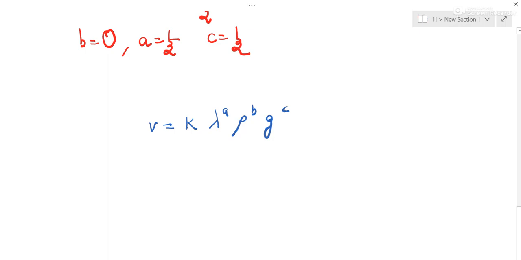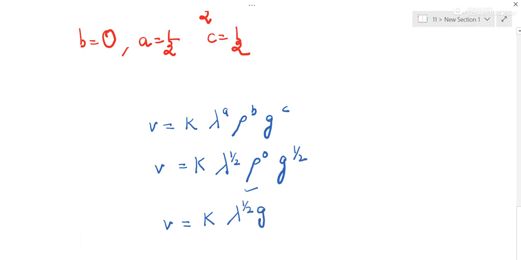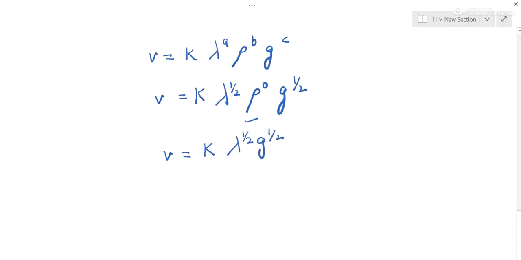Let us substitute. B is 0, A is half, so lambda to power half, rho to power 0 and G to power 1 by 2. Rho to power 0 is 1, anything raised to the power 0 is 1. So lambda to power half and G to the power half. So half is your square root.